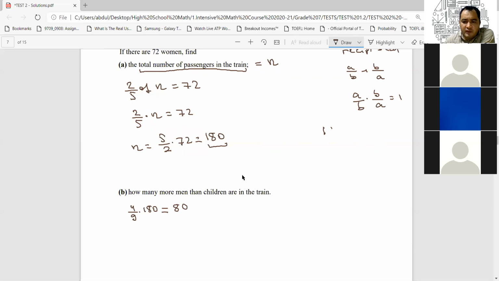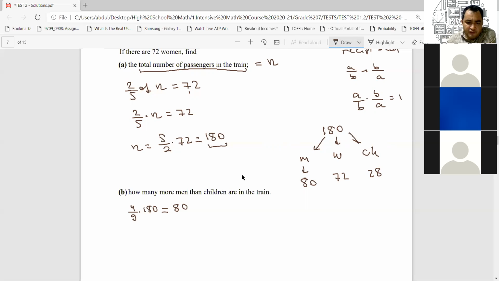So now altogether we have 180 passengers, and here we have men, and here we have women, and here we have children. How many men? We have 80, and women is 72, right? So now I can calculate 180 minus 80, it is 100. 100 minus 72, it is 28. That means that there are 28 children on the train.